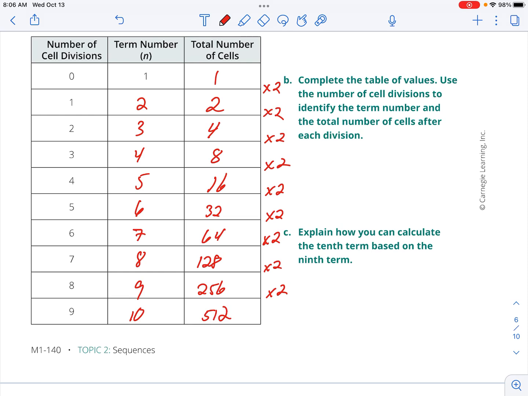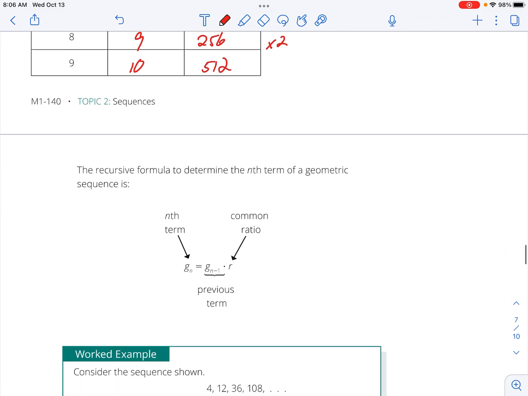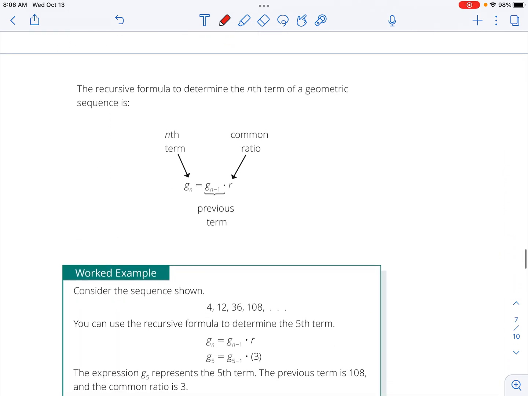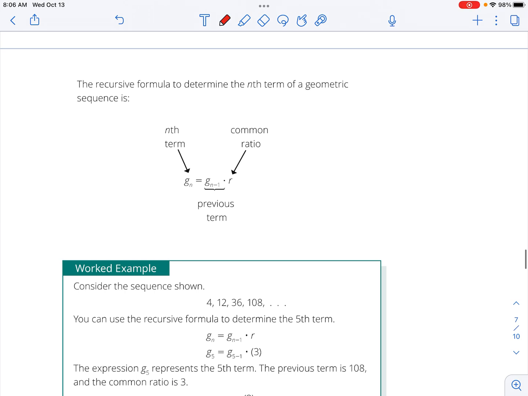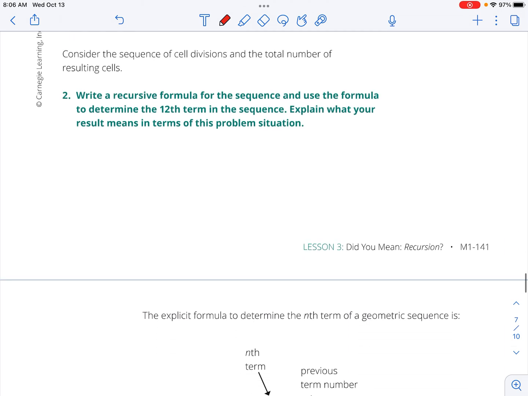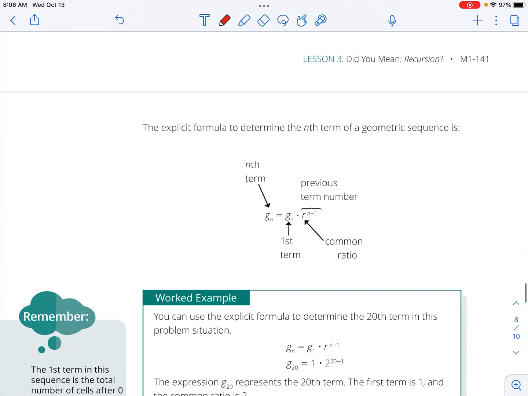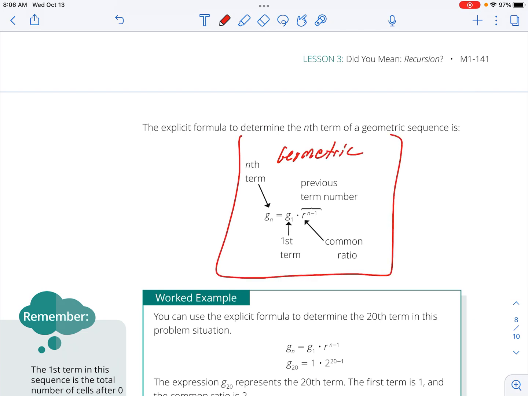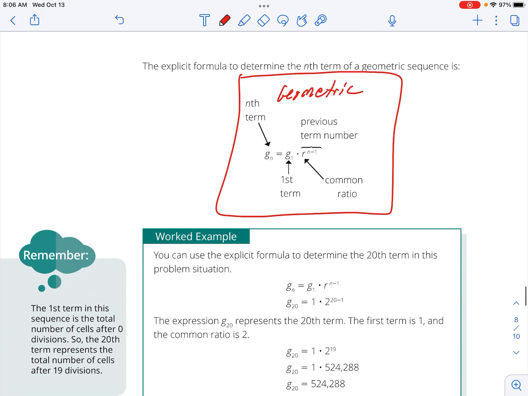We kept multiplying the previous term by 2. So that's what the next page briefly talks about: we have a recursive formula, take the previous term and keep multiplying by 2, which is great. That's what we've been doing. But now, if we want to calculate something like the 40th term, that's where we want to bring in what we call our explicit formula. This is our geometric explicit formula that you want to add into your library with your arithmetic one.